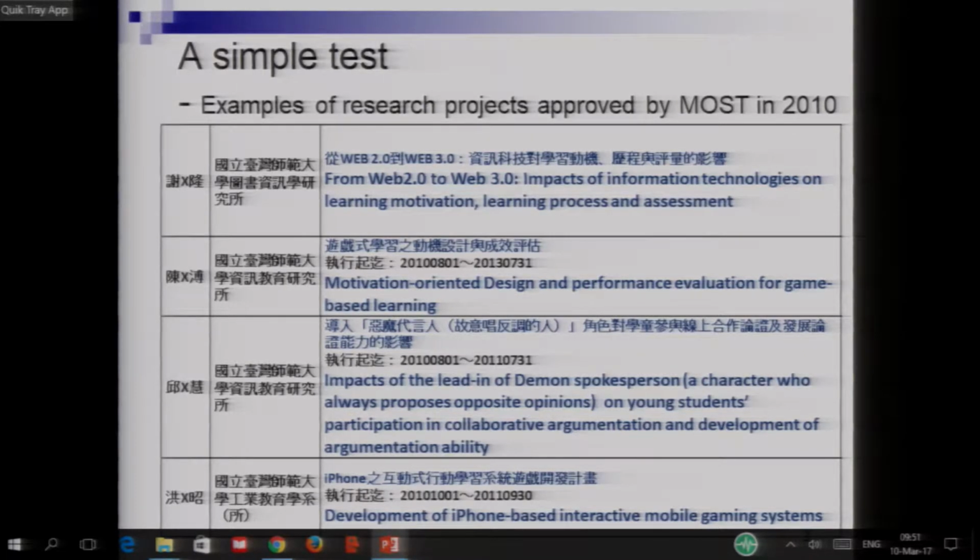Okay, let's look at the other title: development of an iPhone-based interactive mobile gaming system. It looks very attractive, right? iPhone, good. Interactive, oh, interactive is good. Mobile, oh, mobile is good. Gaming, oh, it's good. Many important, attractive keywords.